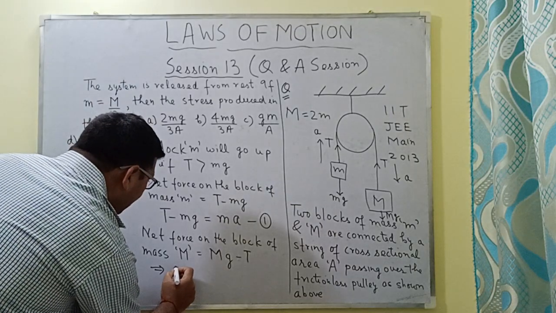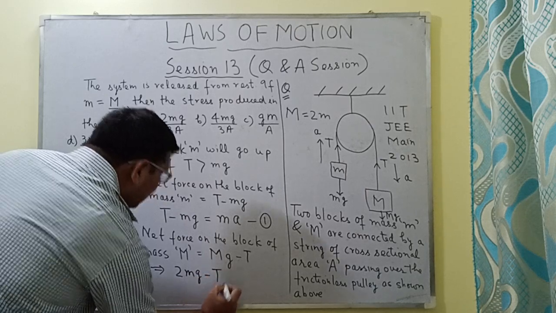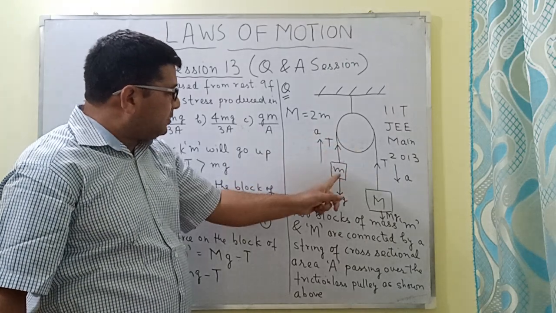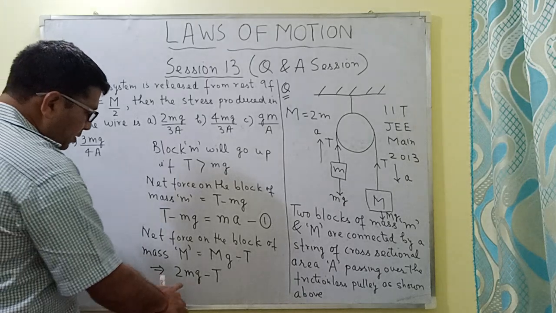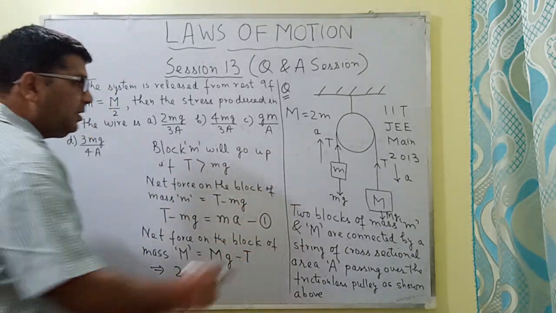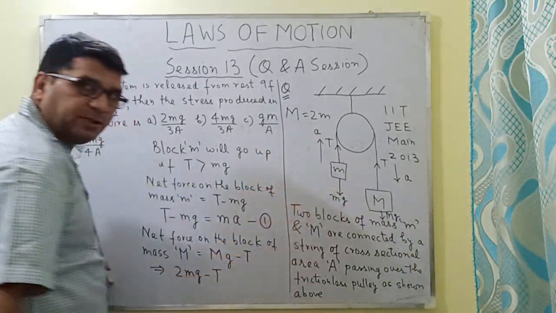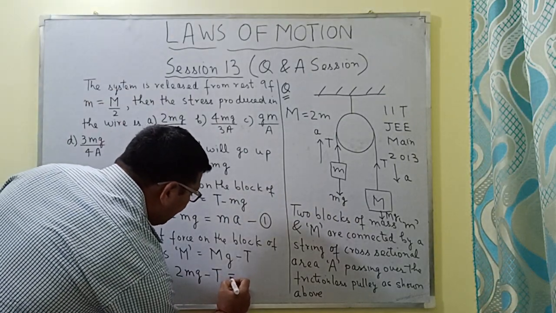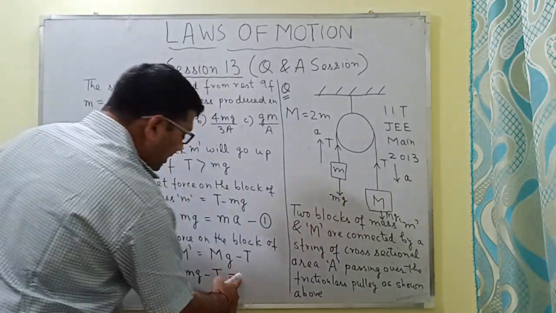So I will be getting that 2mg minus T. Now, since both these blocks are connected with the same string or the wire, the tension in this string or the wire will be the same. It will be the same for both these blocks. So 2mg minus T is equal to, now the mass, that is equal to m into a.